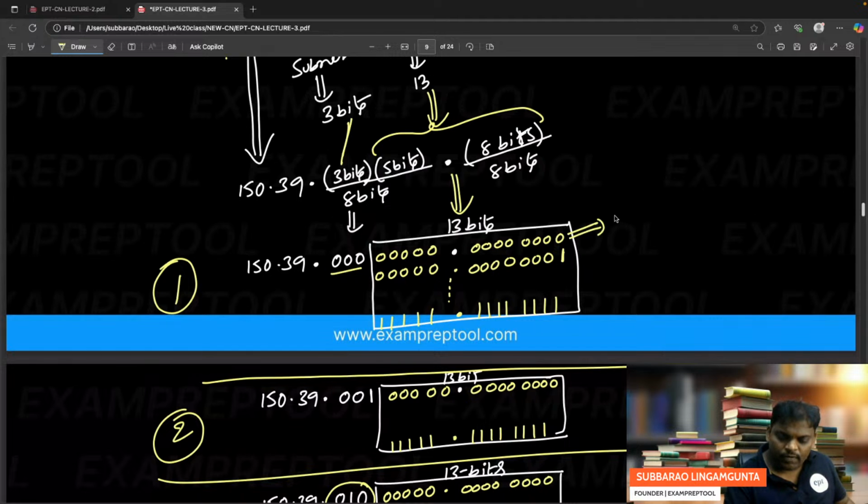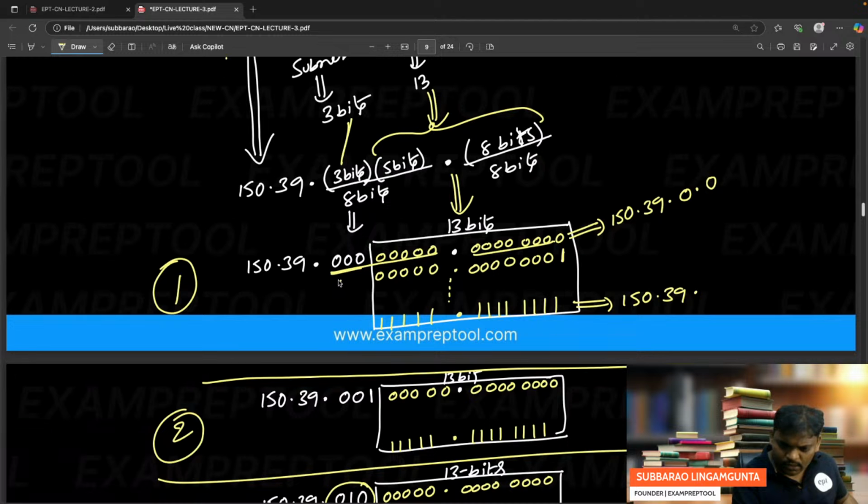Let me write now. Network area, no change at all. 150, 39. Network area same. Can you see the next one? So all zeros, 0, 0. Next one. What about this? Network area, no change. This is the fixed area. Here no change. Here no change. So what is the answer?